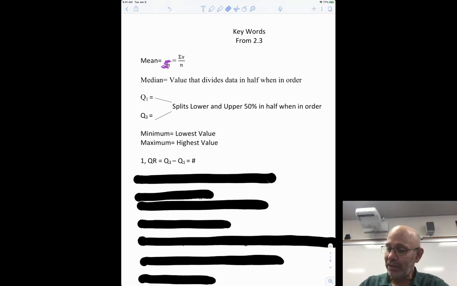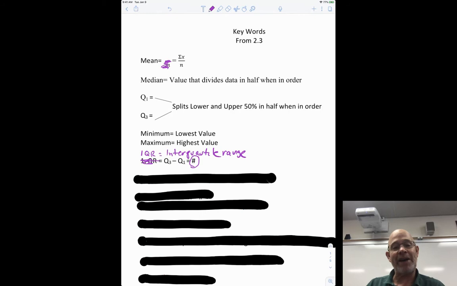We got a little typo here. Sorry. This is called IQR, interquartile range, middle 50%. Quartile 3 minus quartile 1. Just find the third quartile, find the first quartile, subtract them. Just put this little note there that this is a number.